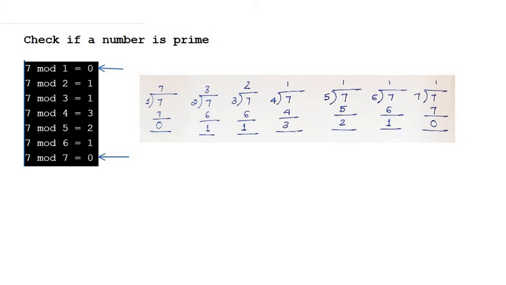A number is said to be a prime number if it is divisible by 1 and itself. A number is divisible by another number if the remainder is 0 after division. For example, consider the number 7.